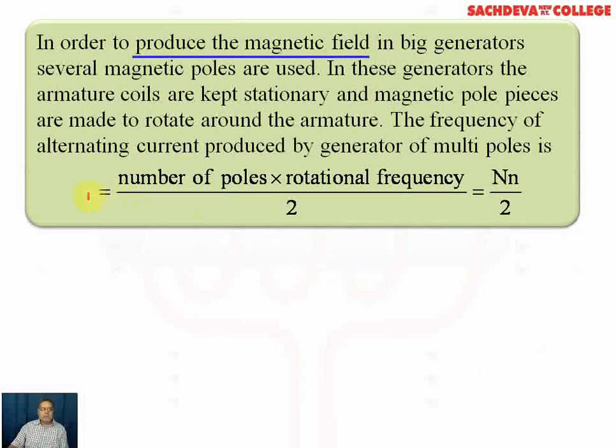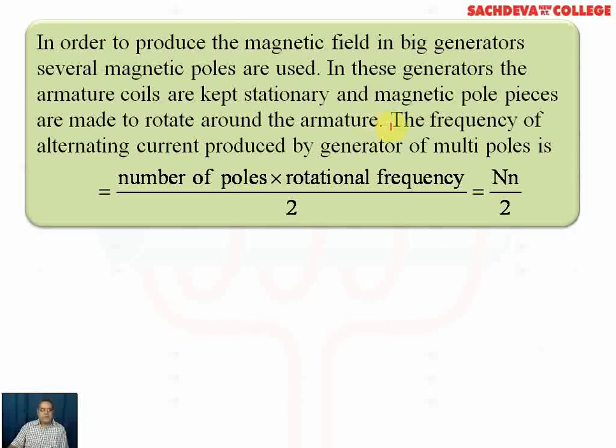In order to produce the magnetic field in a big generator, several magnetic poles are used. In these generators, the armature coils are kept stationary and magnetic pole pieces are made to rotate around the armature. Magnetic pole pieces means that magnetic poles will give rise to magnetic lines of force. That is, they will generate magnetic flux. And whenever the coil rotates in that magnetic field, the lines of force will be cut and induced EMF will be generated.